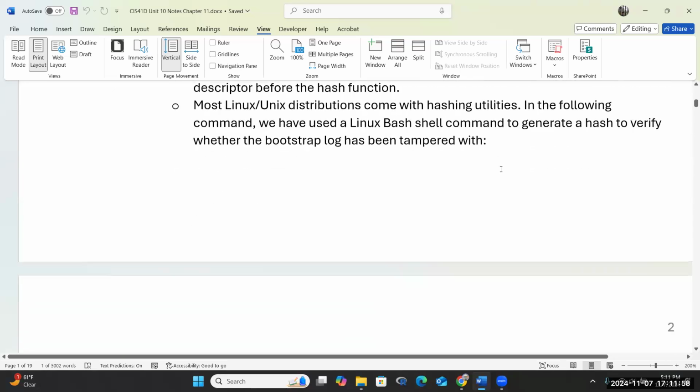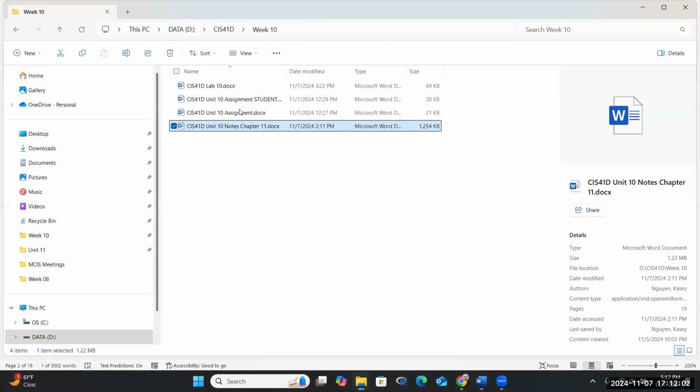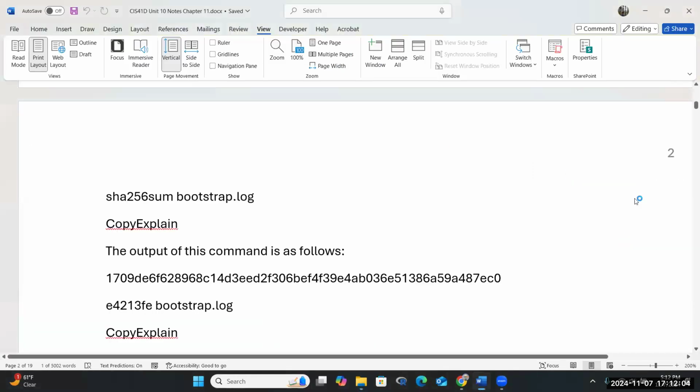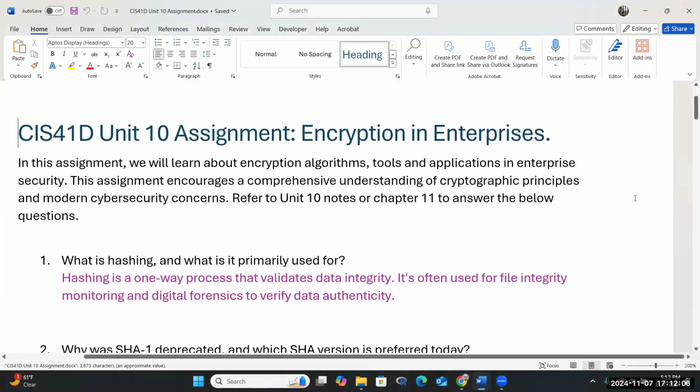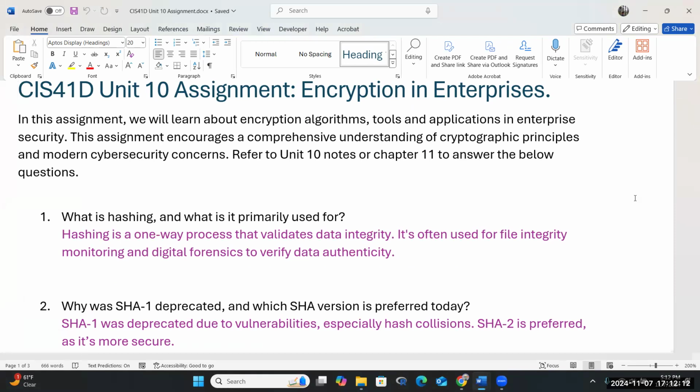Okay. So let's go through some of the questions. In our assignment, the first question says, what is hashing and what is it primarily used for? So this is a one-way process. Usually a hash function is a one-way process. We use it to validate data integrity.